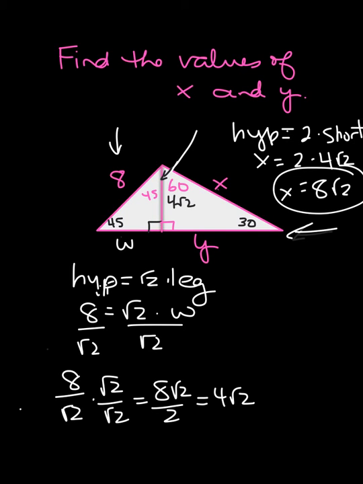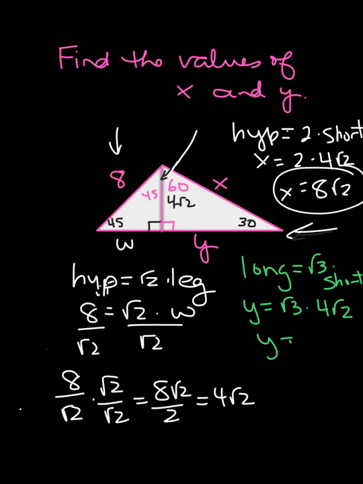Now I need to do the same thing for my long leg. So again, my long leg is equal to root 3 times my short leg. So my long leg has a value of y, root 3, and my short leg there is 4 root 2. So I multiply those together and I get 4 root 6 is my value for my long leg.